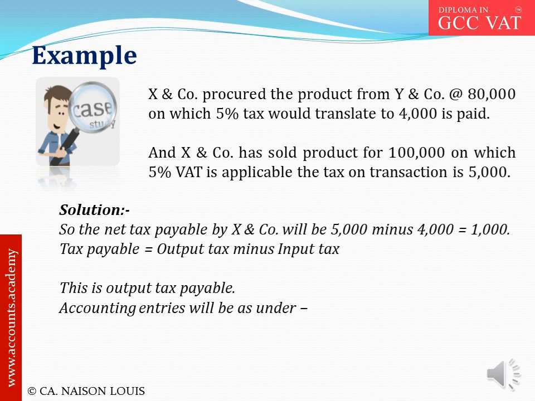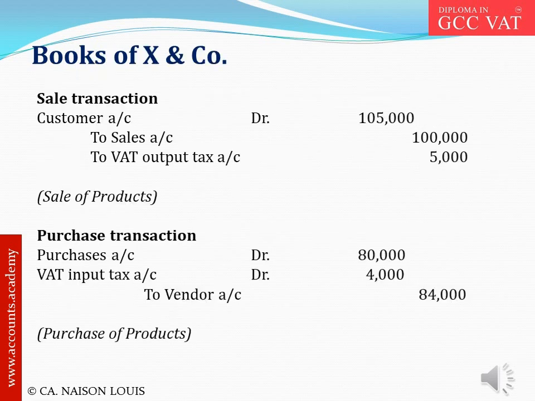This is output tax payable, and accounting entries will be as under. Books of X and company. For sale transaction, we have to pass the entry like this: customer account debit 1,05,000 dirhams, to sales account 1 lakh dirhams, to VAT output tax account 5,000 dirhams. Then for purchase transaction, we have to pass the entry like this: purchase account debit 80,000 dirhams, VAT input tax account 4,000 dirhams, to vendor account 84,000.